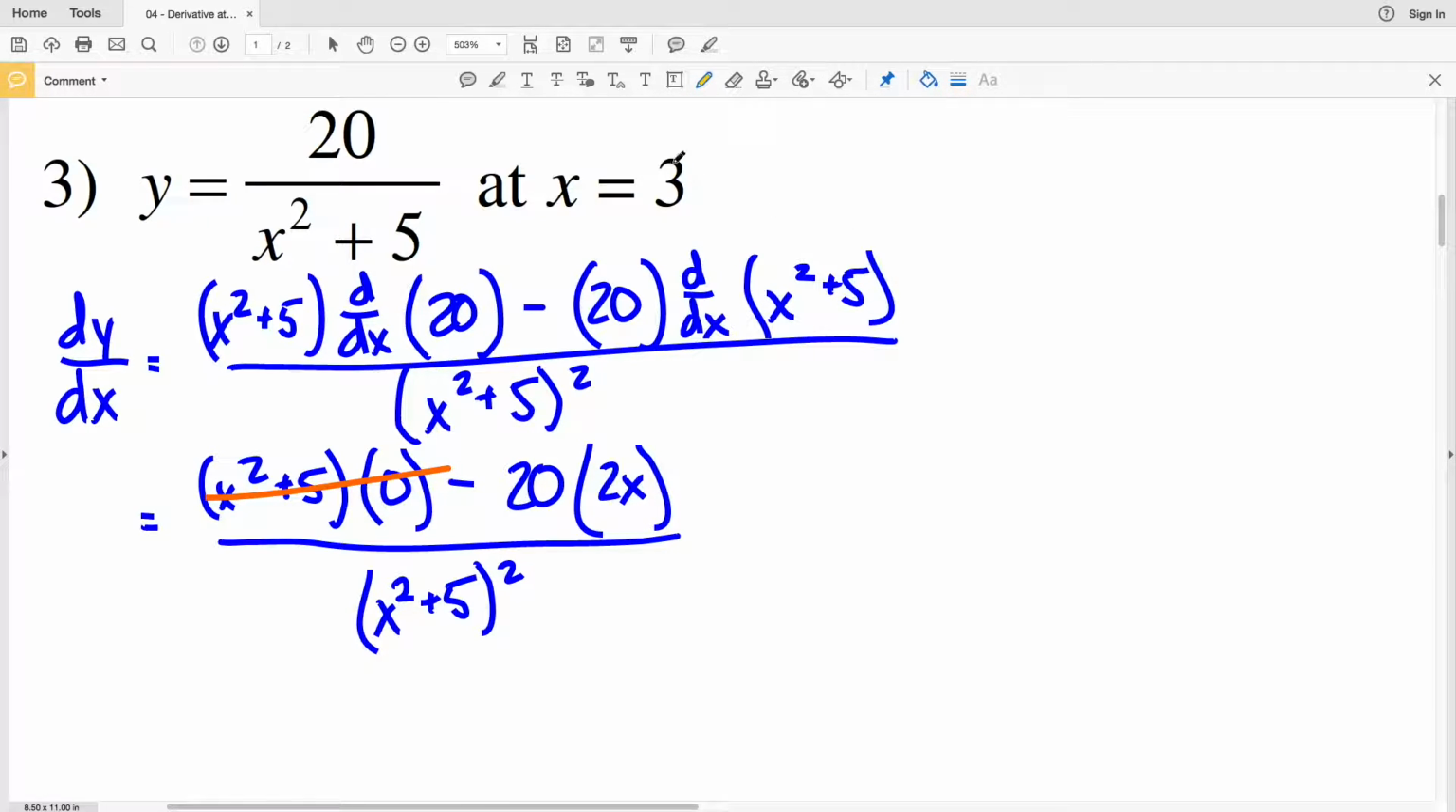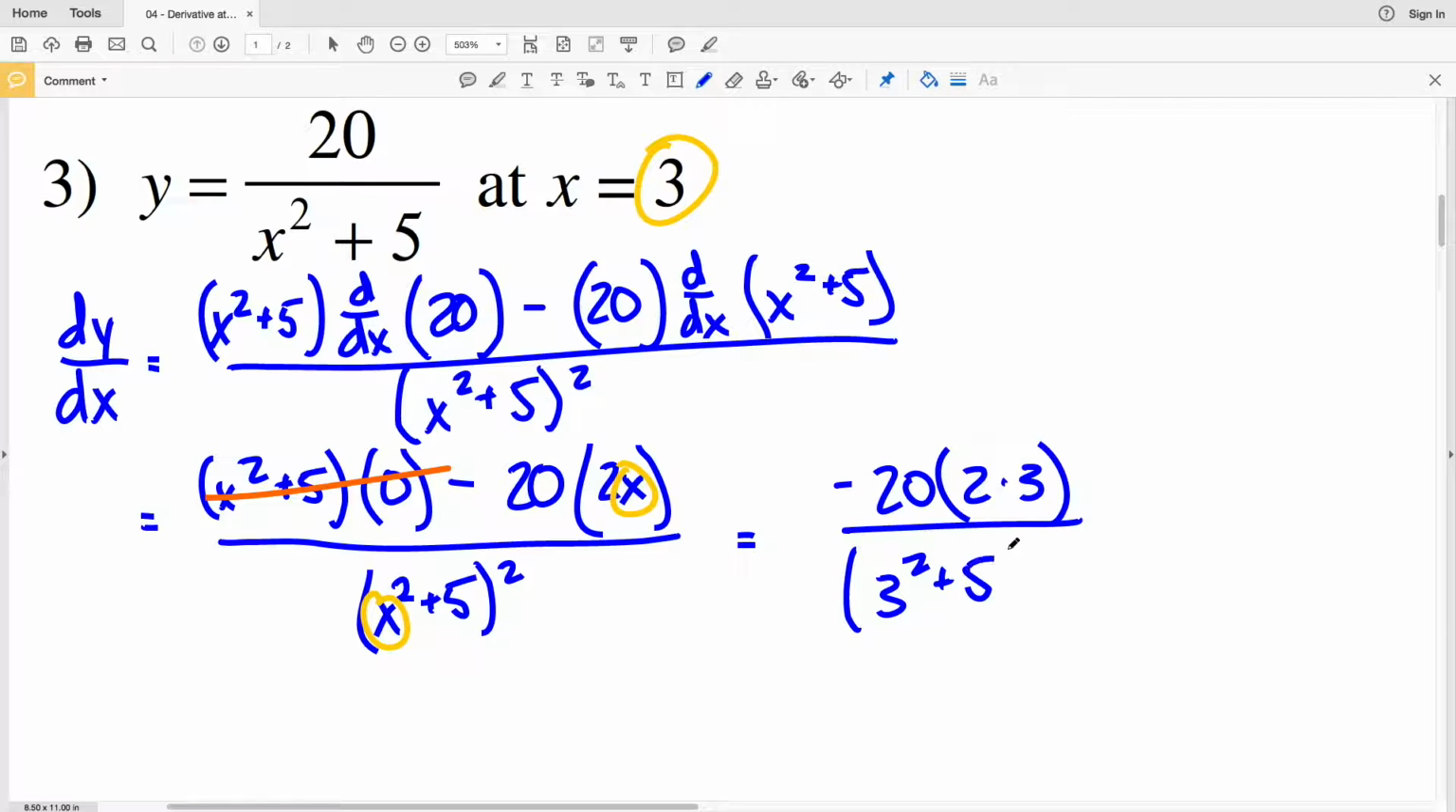Now I'll just take that value of 3 and plug it in for x. So I'll have negative 20 times 2 times 3 all over 3 squared plus 5 squared. Negative 20 times 2 times 3 is negative 20 times 6, which is negative 120, and that's all over 3 squared, which is 9, plus 5, which is 14, and 14 squared equals 196.